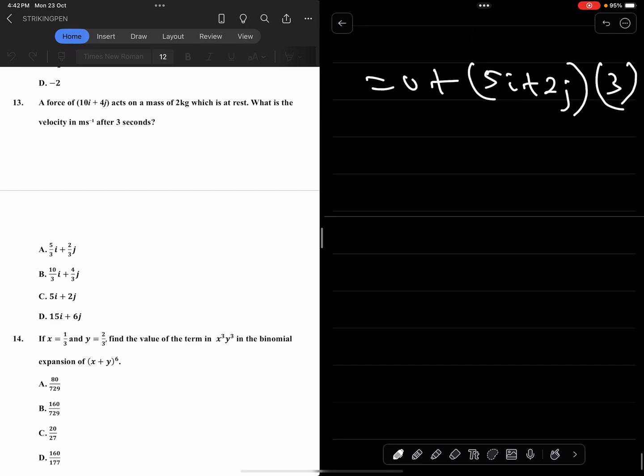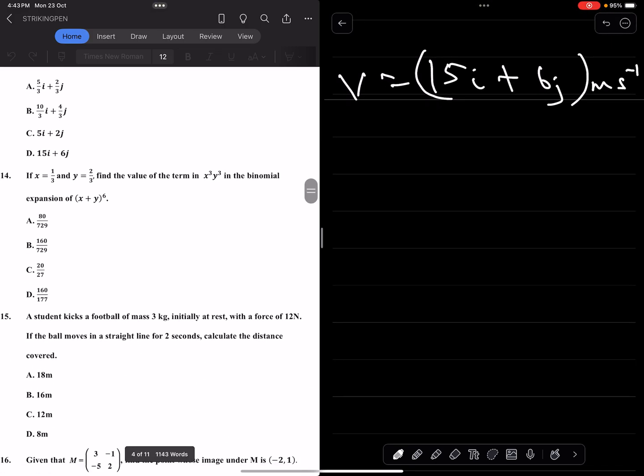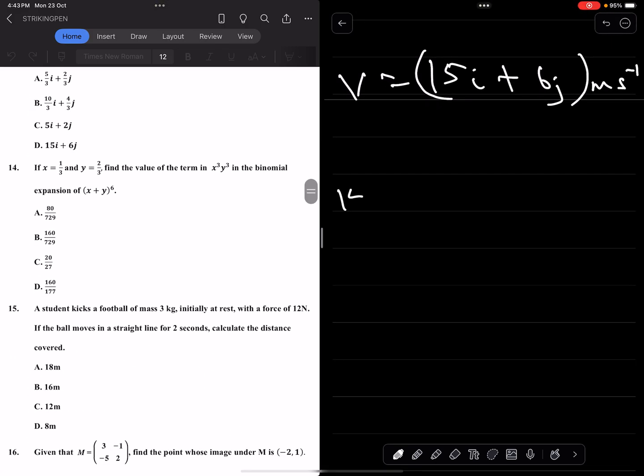And that simply means velocity V is equal to 15i plus 6j meters per second. I have to make sure that's clear. And the correct option is D. We go straight to the next, which is number 14.